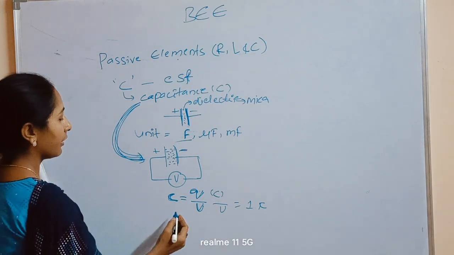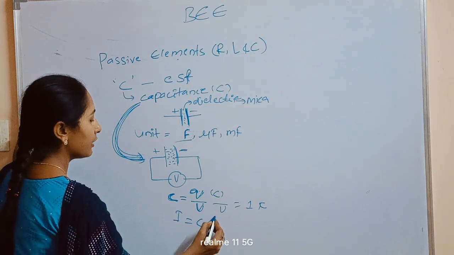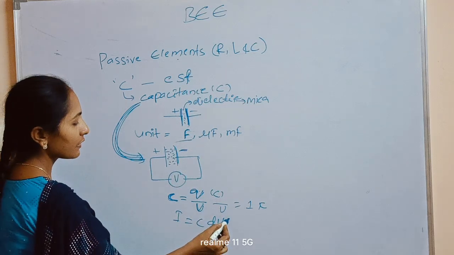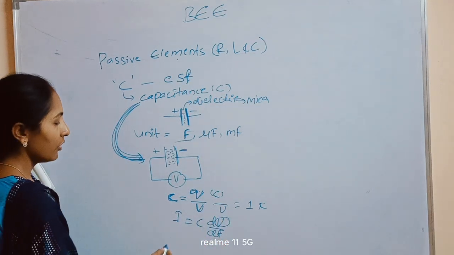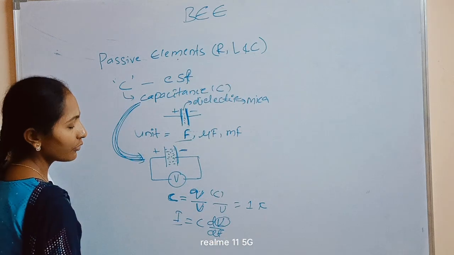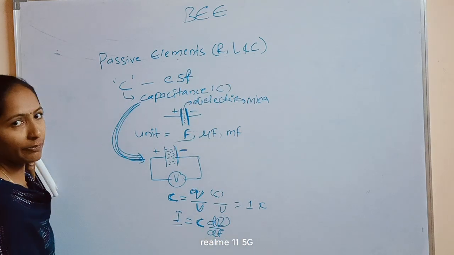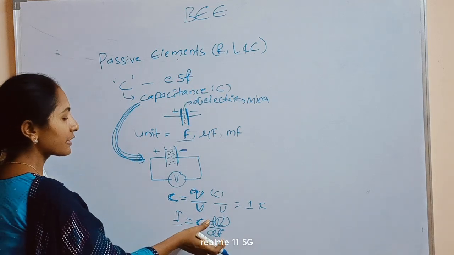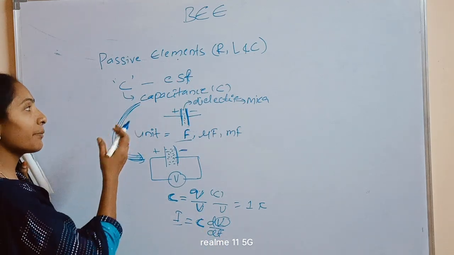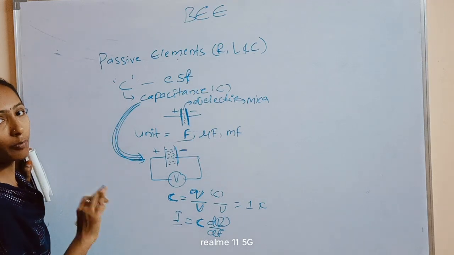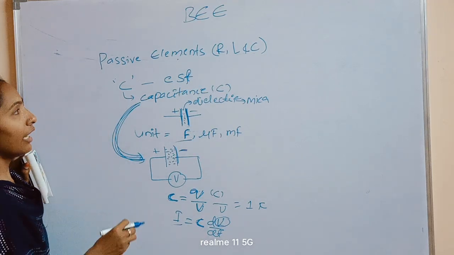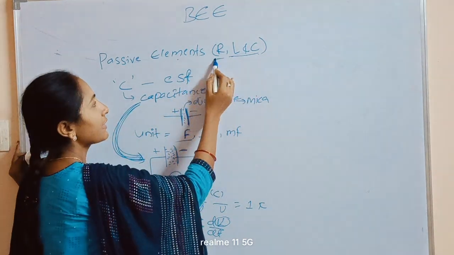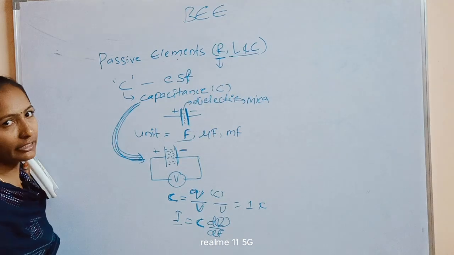Here the current I equals C into dV by dt. So it always opposes the sudden change in voltage. I is the current, V is the voltage, and C is the capacitance. The property of capacitance is that it always opposes the sudden change in voltage. The property of an inductor is that it always opposes the sudden change in current. And L and C are both storing elements, while the resistor is a dissipating element.